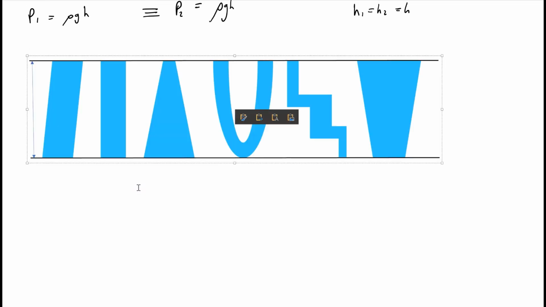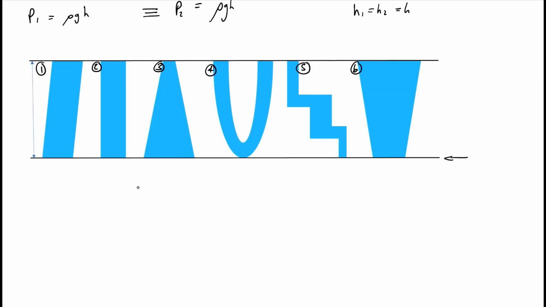Let's now take this to a whole new level. Here we have several new shapes. Let's call this one number 1, this one number 2, this one number 3, this one number 4, this one number 5, this one number 6. And for all of them, I want to know what is the pressure here at the bottom, and let's call this total height again H. So what is this pressure at the bottom?